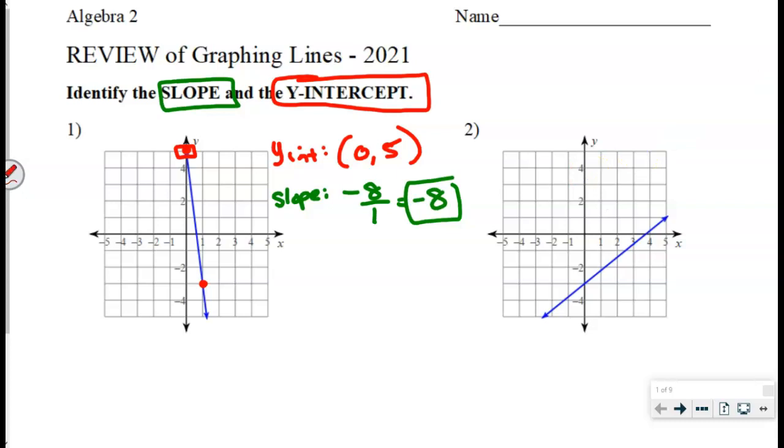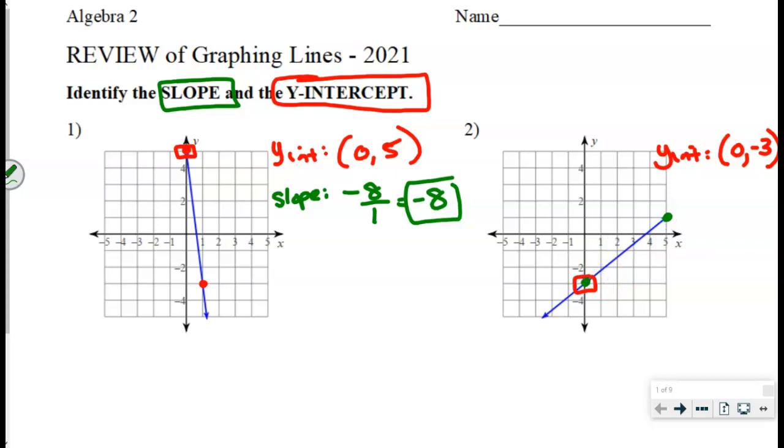So for number 2, same idea, you need to identify both pieces. So I'm going to start with the y-intercept. So where the line is crossing the y-axis is right here at the ordered pair 0, -3. And then our slope, I'm going to use that as my starting point. And don't be misled, this is not actually going through the point 1, -2. Keep looking. Looks like it goes through that point.